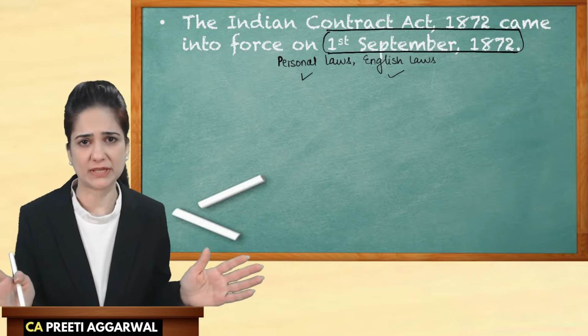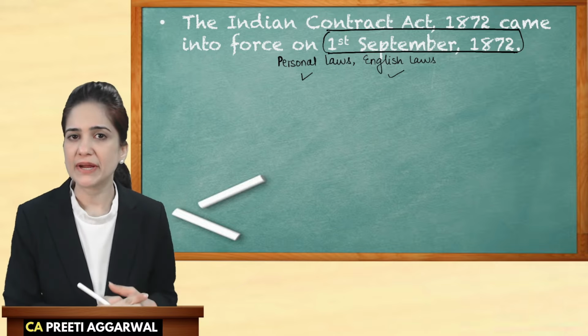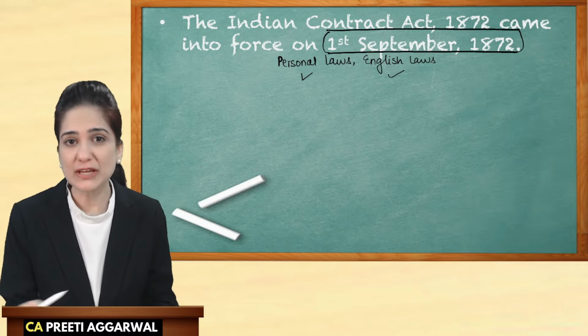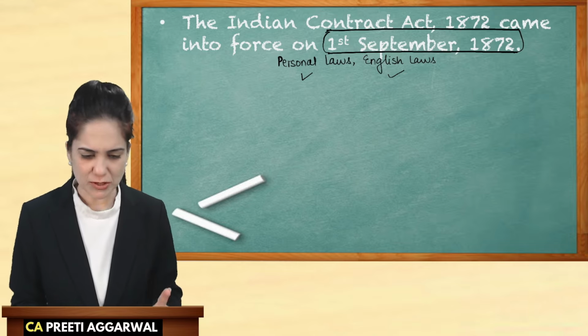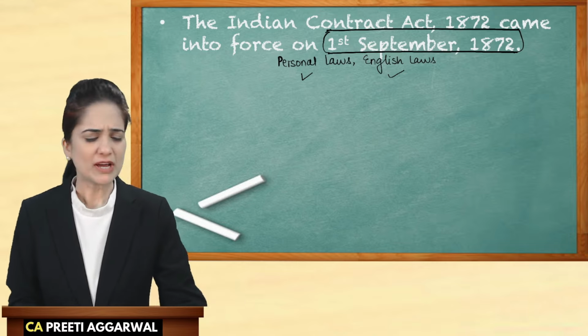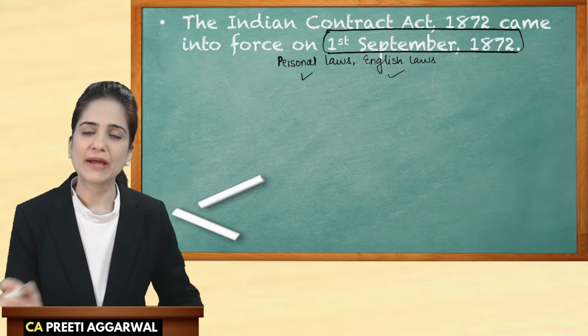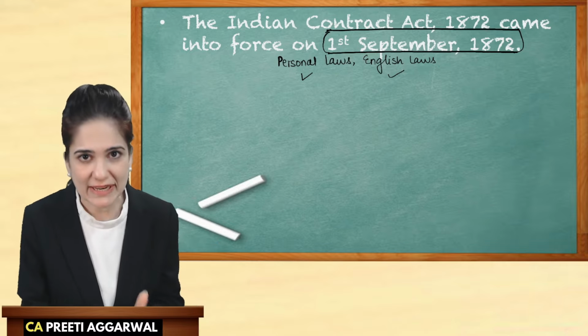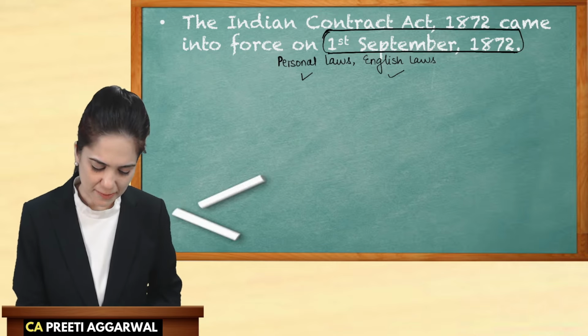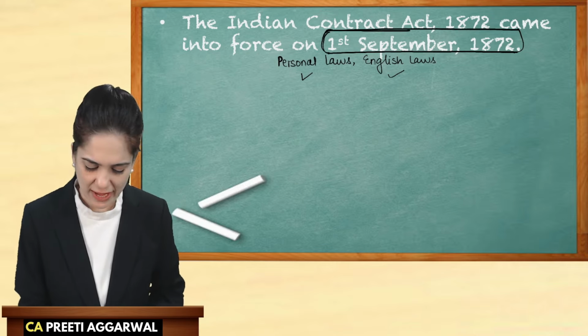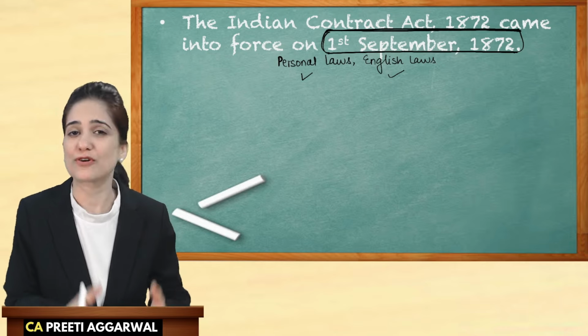There was no uniformity. So prior to 1st September 1872, we were divided on the basis of religion. But after 1st September 1872, we said nothing doing. We are not going to divide the country on the basis of religion. You may belong to any religion, but the Indian Contract Act will apply to all the contracts which are entered in India after 1st September 1872. So, from 1st September, the act was applicable. This was a uniform law applicable to all the persons present in India and entering into contract in India.